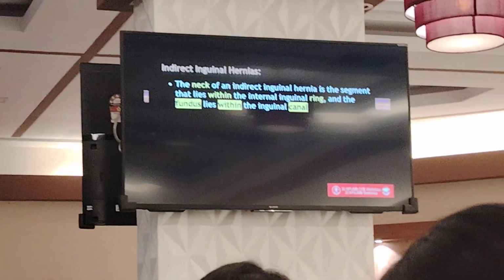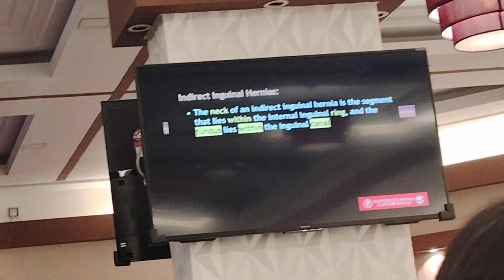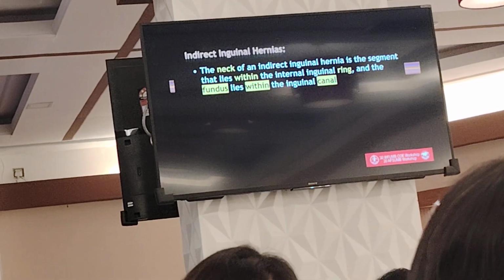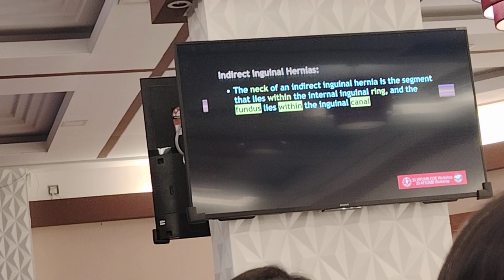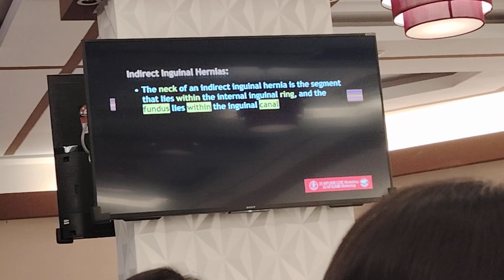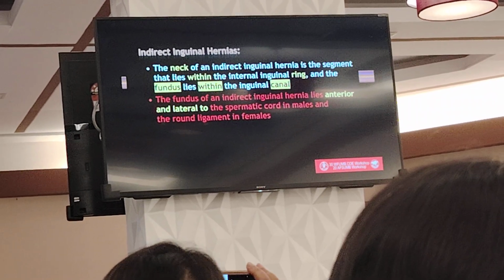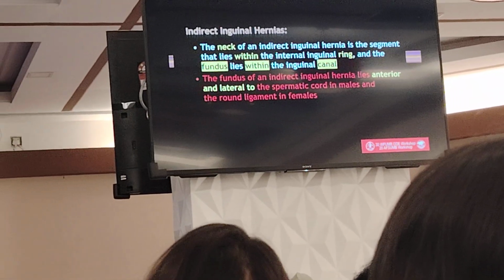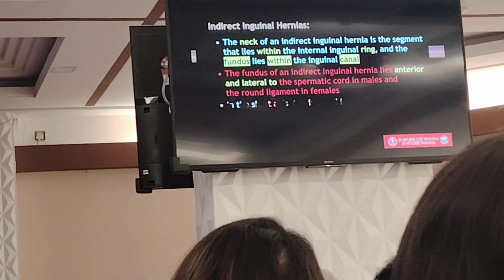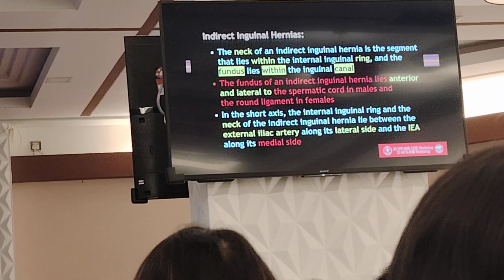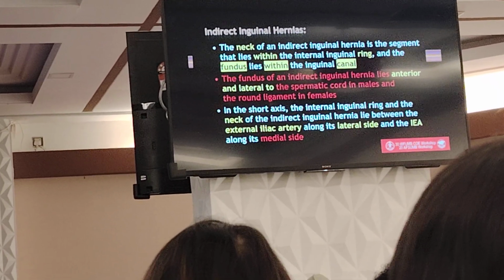The neck of an indirect inguinal hernia is the segment that lies within the internal ring, and the fundus lies within the inguinal canal, but may go down up to the head of the epididymis, or even all around the testicle. The fundus of an indirect inguinal hernia lies anterior and lateral to the spermatic cord in males and the round ligament in females. In short, the internal ring and the neck of an indirect inguinal hernia lie between the external iliac artery along its lateral side and the inferior epigastric artery along its medial side.